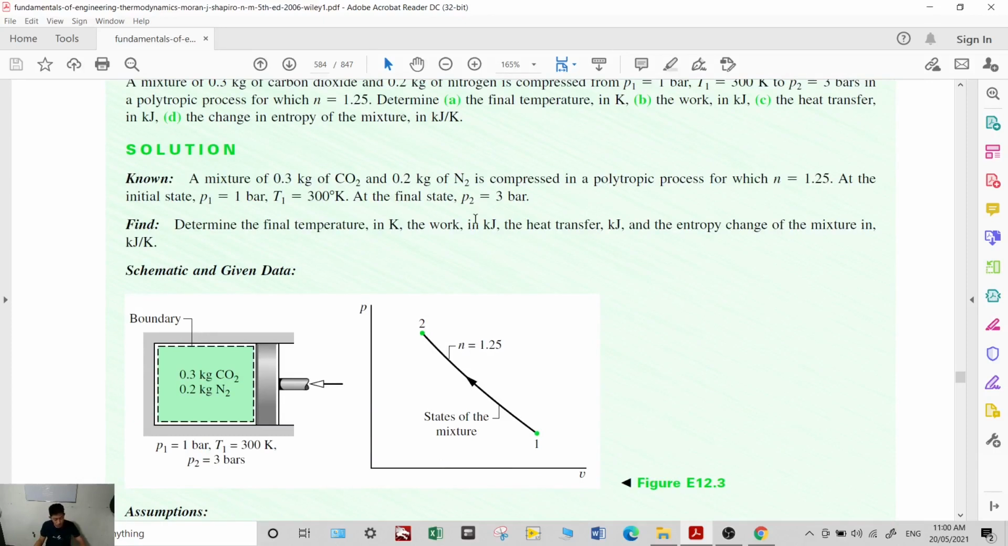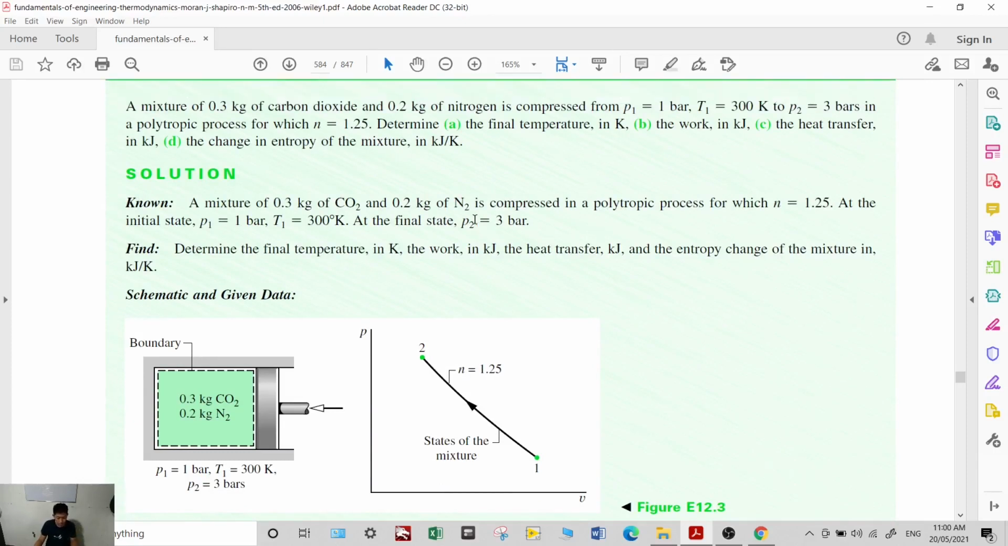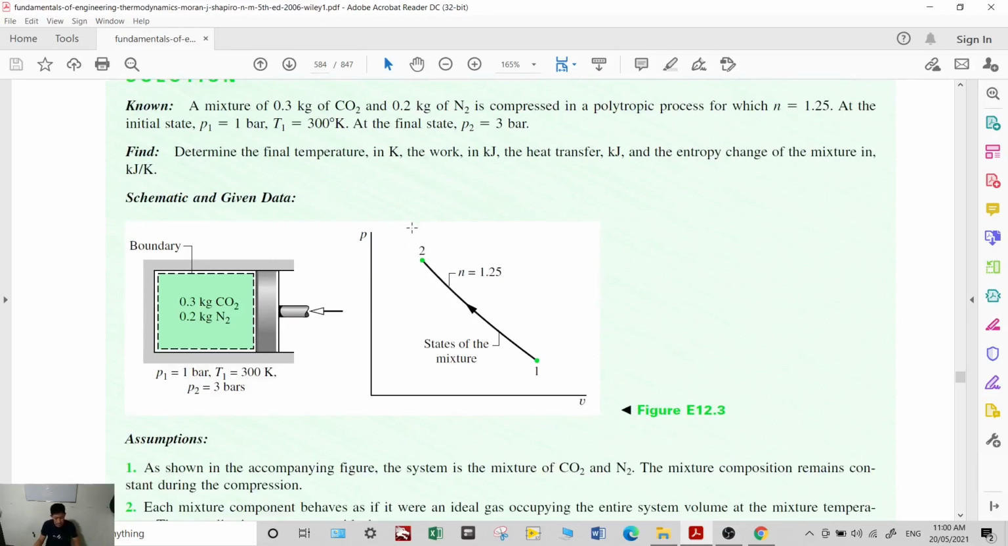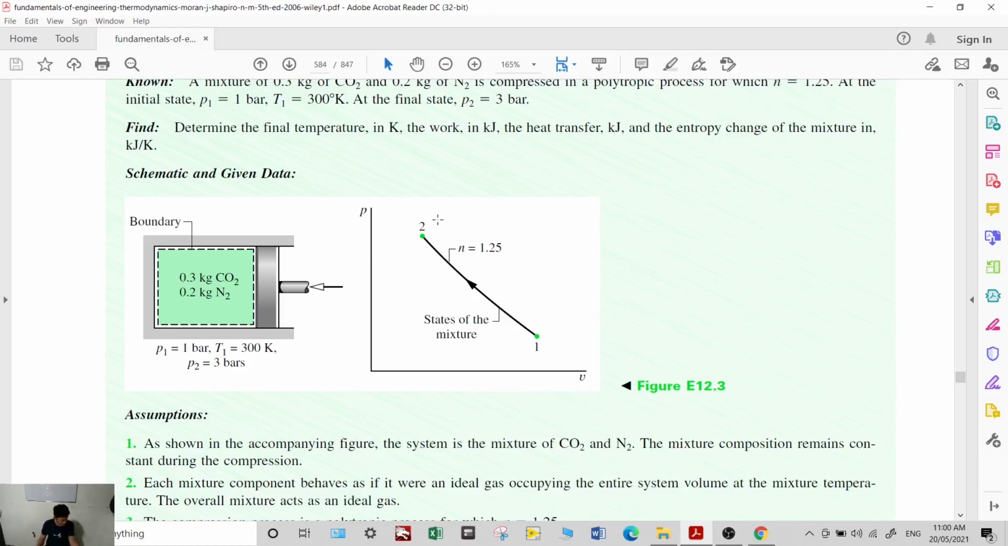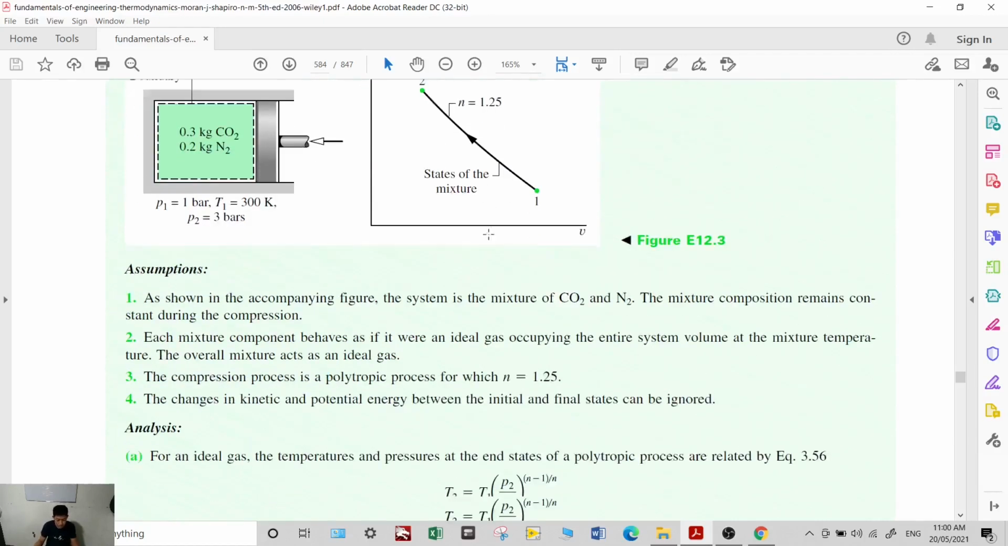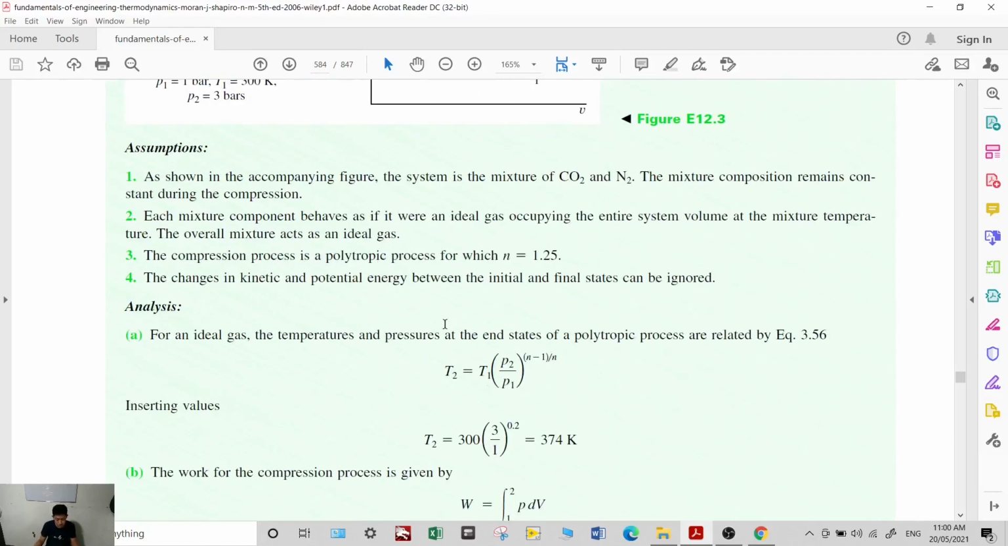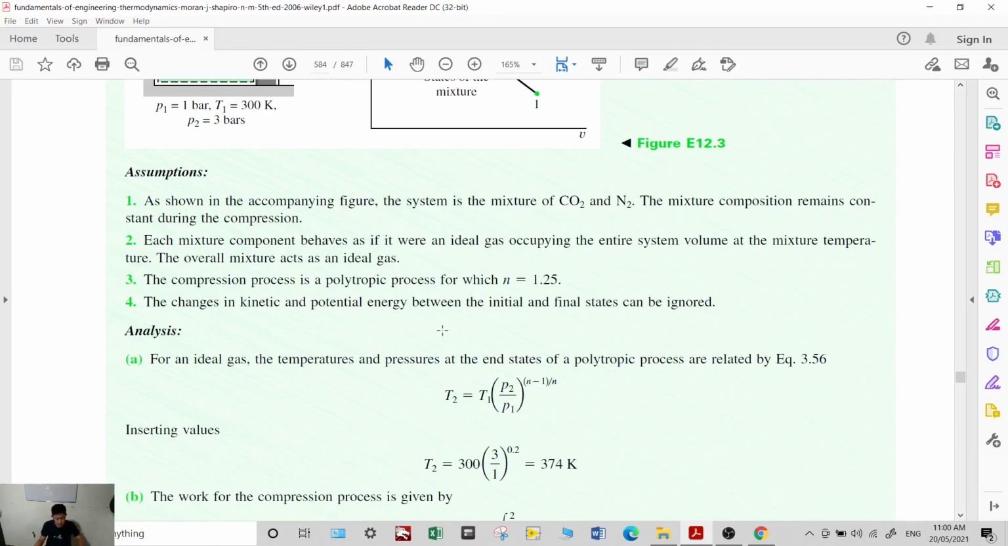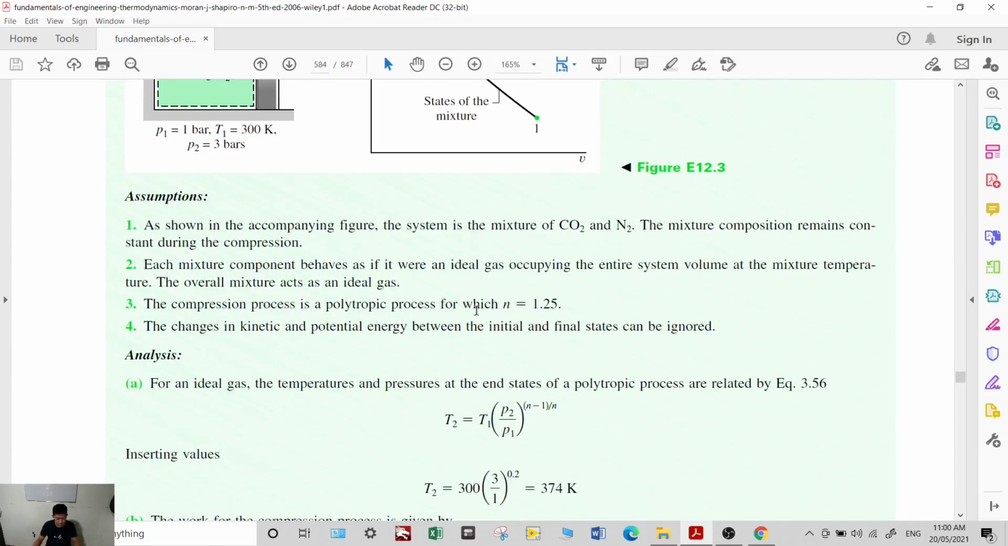Okay, so what you will do first is determine the final temperature. How do you do that? You use the polytropic process. The polytropic process is PV to the n.